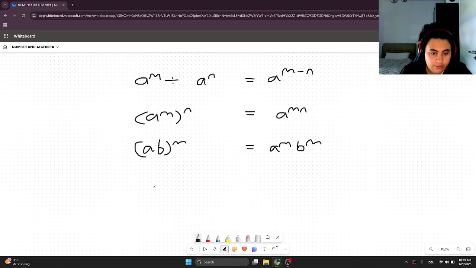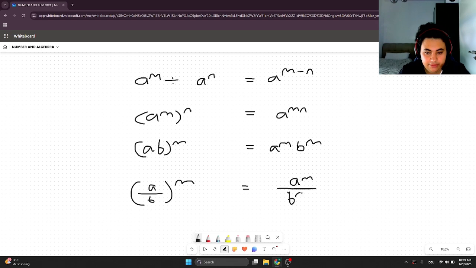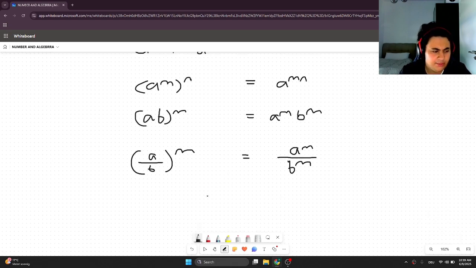Then you have the power of a quotient rule, so a divided by b, let's say for example, is raised to the power of m. A divided by b, all to the power of m. Now in this case, what you can do is distribute this exponent on both numbers in this fraction. So you can have a to the power of m divided by b to the power of m. Usually this is useful when you need to simplify whatever is in your bracket as much as possible to get rid of the exponents.